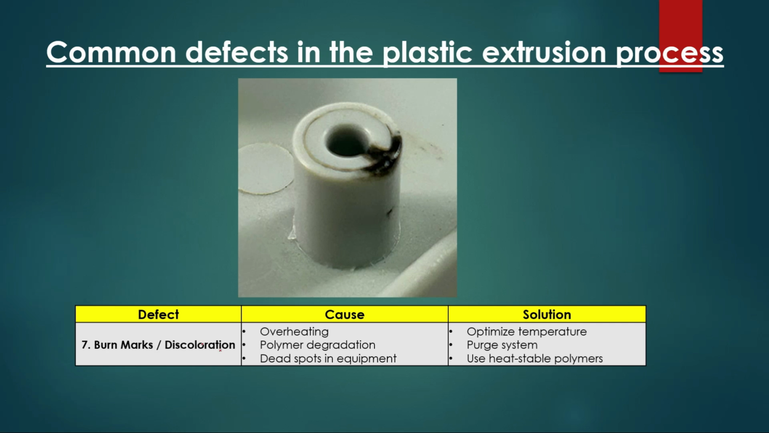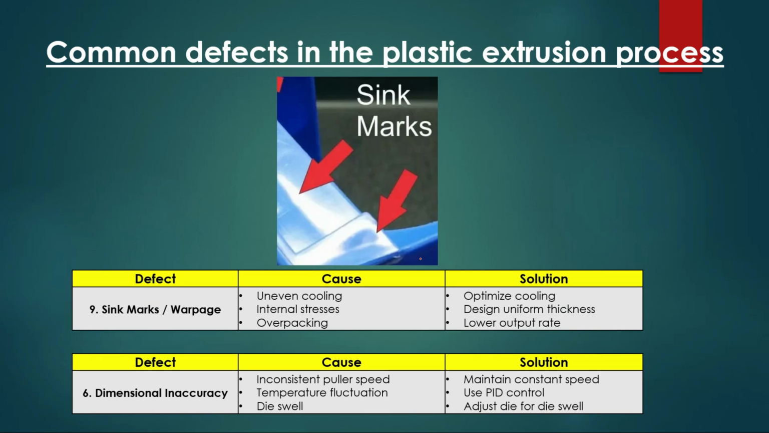Then we have the burn mark. Because of high temperature, sometimes the material will get burned. At that time we need to properly monitor the temperature. Then we have the sink mark. Sink mark means material contraction inside. This is because of uneven cooling. So we need to optimize the cooling and also the design. We need uniform thickness, and if the component has internal stresses, then also this sink mark will come.